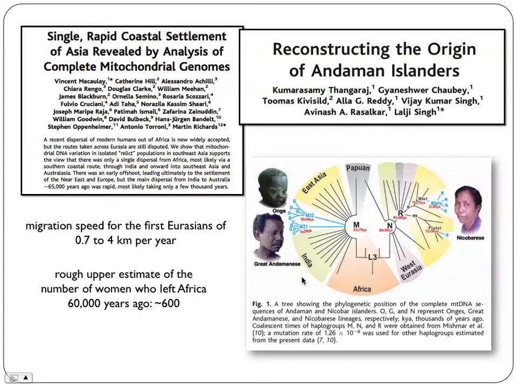So if you think about that, it's not entirely implausible that people move at that kind of rate. And I mean, this is a mind-blowing fact. The rough upper estimate of the number of women who left Africa 60,000 years ago comes out about 600. So we're talking hundreds, at most a few thousand people leaving Africa and giving rise to all the peoples of the world outside of Africa. I think that's an amazing thought.